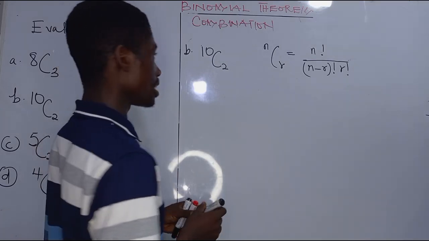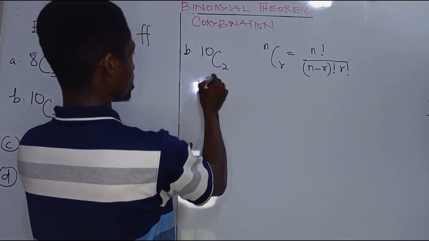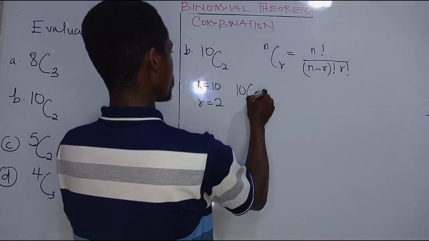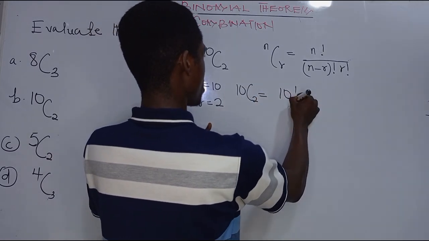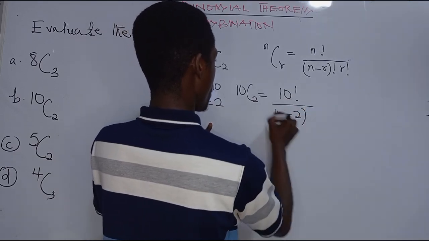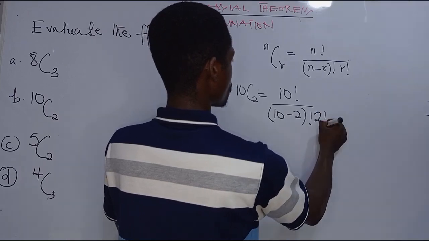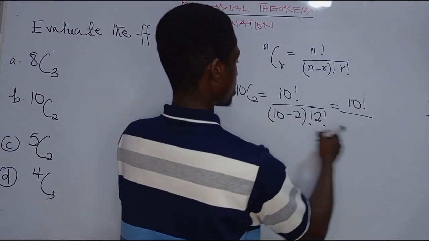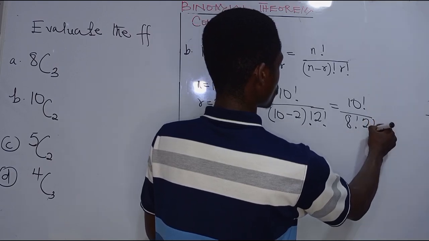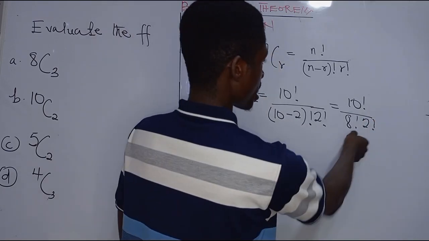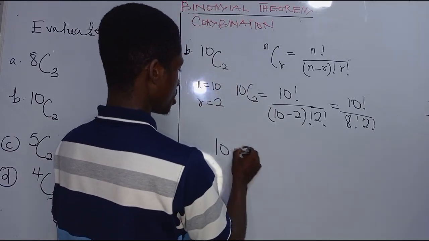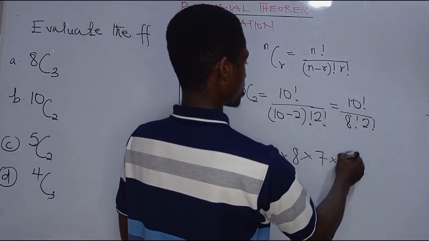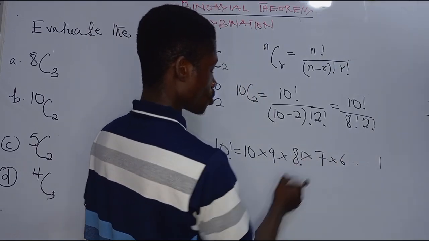So we have 10 combination 2. So we know that our n is equal to 10, our r is equal to what? 2. So by definition, 10 combination 2 will give us 10 factorial all over (10 minus 2) factorial multiplying 2 factorial. So we have 10 factorial, 10 minus 2 gives us 8 factorial multiplying 2 factorial. Now since we have 8 factorial here, 10 factorial, which is 10 times 9 times 8 times 7 times 6 and so on up to 1, we can shorten it to 8 factorial.